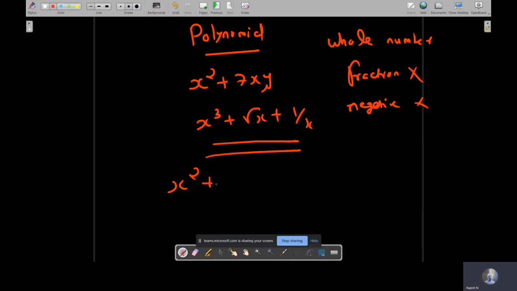This is a polynomial: x squared plus 7x plus 3. This is a polynomial in a single variable. And x squared plus 7x plus 3y is a polynomial in two variables. x and y are two variables. Here a single variable is there. Hope you understand.